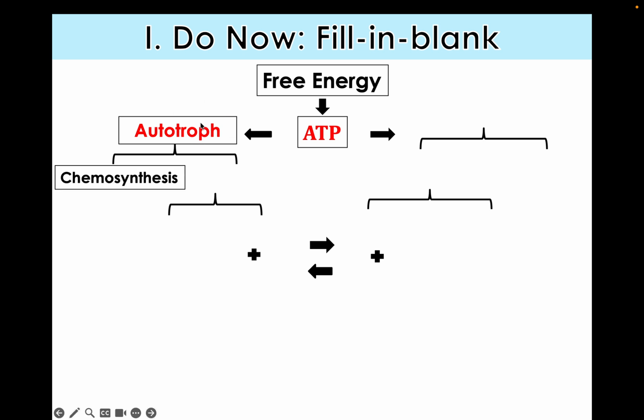Let's lean towards the autotrophs first. Auto means self and troph means nourishment, so this would be an organism that could self-nourish itself. There are two types of autotrophs. There are autotrophs that can do chemosynthesis, which use other chemicals to synthesize their energy or their food. And then there's photosynthesis. These would be autotrophs that use sunlight in order to create their food or glucose.